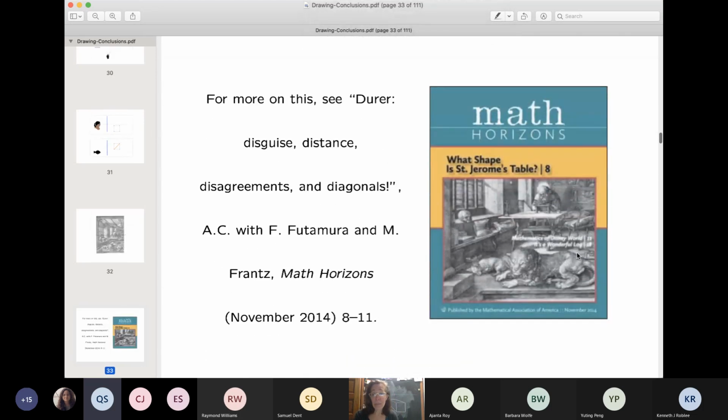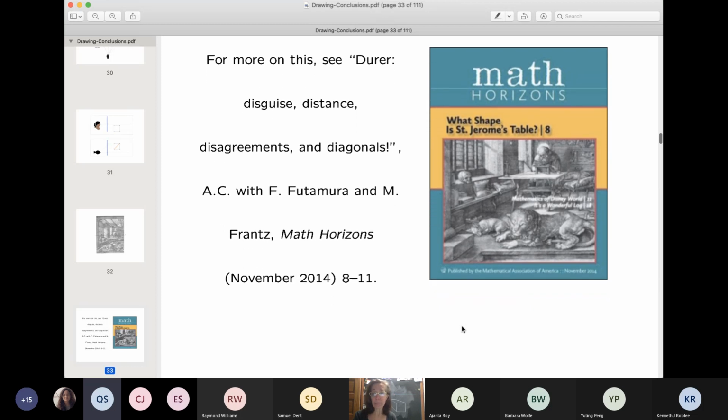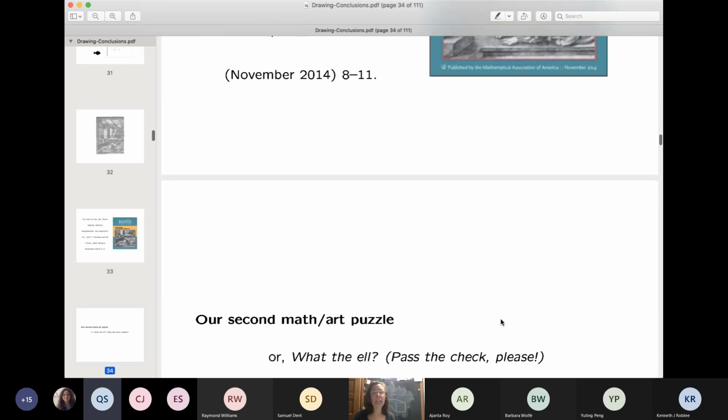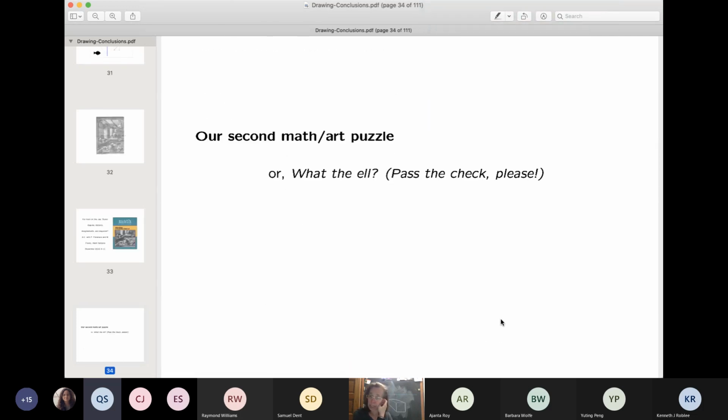If you're interested in learning more about this, there's a paper that somebody awesome wrote with my two friends, Fumiko Funimura and Mark France, in 2014, which we were doing for the 500-year anniversary of this totally awesome picture. So that's our first puzzle. Okay, here's our next puzzle.